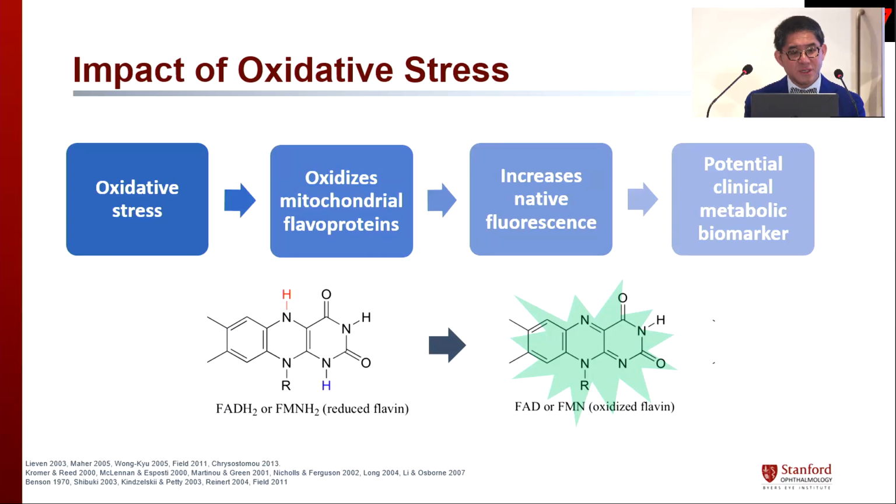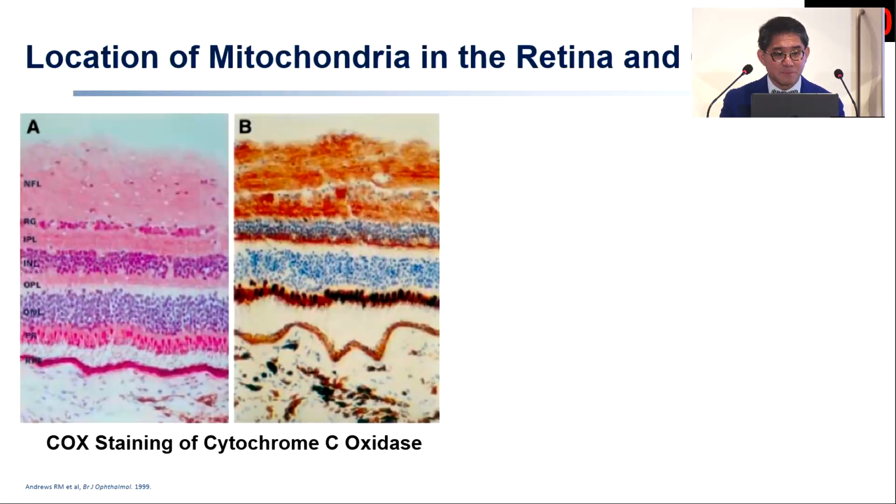This is a cartoon showing what happens from the beginning. Oxidative stress leads to mitochondrial flavoprotein being produced, increased native fluorescence, and potential clinical metabolic abnormality. As you can see, there are reduced flavins, and then when they activate, that's an oxidized flavin that we now try to measure with this device.